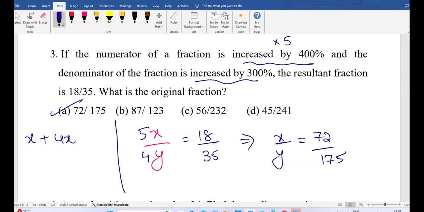Increase means plus. How much increased? 400%. 40% is 0.4. 400% means nothing but equal to 4. You are increased 4 times. Original is there. Increased 4 times, it becomes 5x. Similarly, denominator 300% increased, 3y. Whatever is available, increased by 300% means 3y. Series ones.